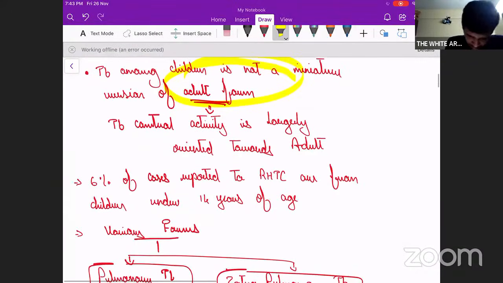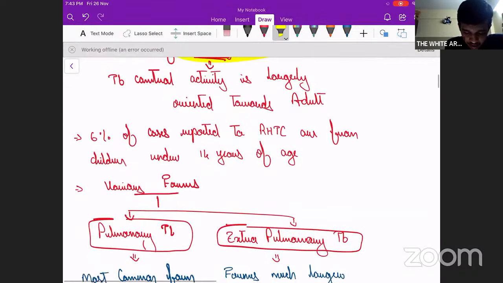And yeah, the next point is that 6% of the cases reported to our RNTCP are from children under 14 years of age. Okay. Now coming to the various forms of tuberculosis.